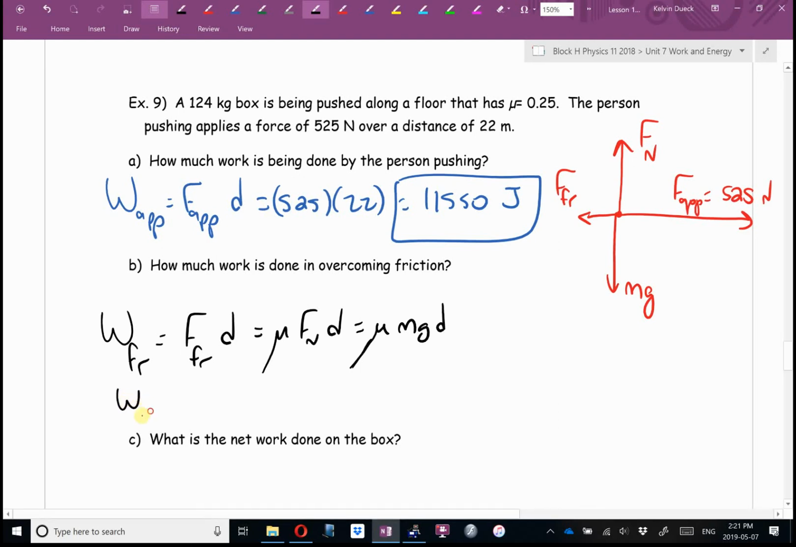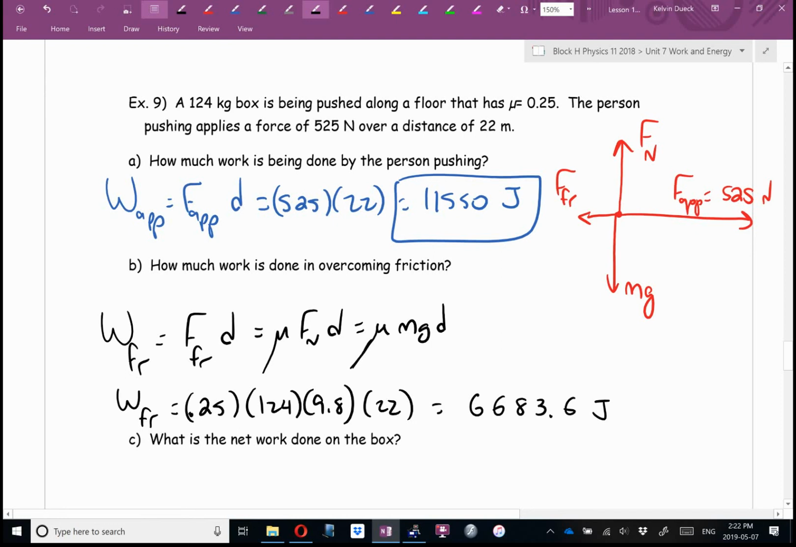Let's crunch the numbers here. It's going to be 0.25 times 124 times 9.8 times 22. What do you got? William, what'd you get? You get something in the 6,000s, I believe. 6,684. Give me the whole thing. 6683.6 units. Work. Joules. Yep.